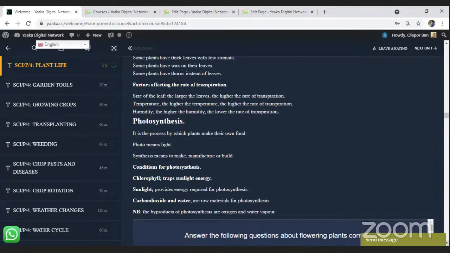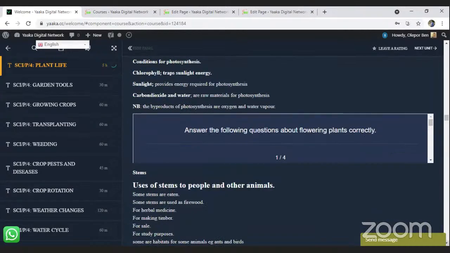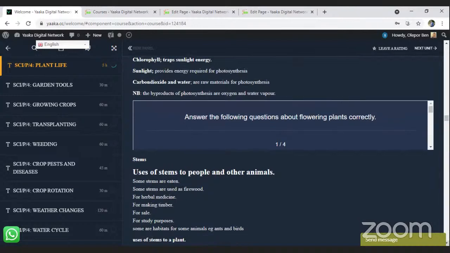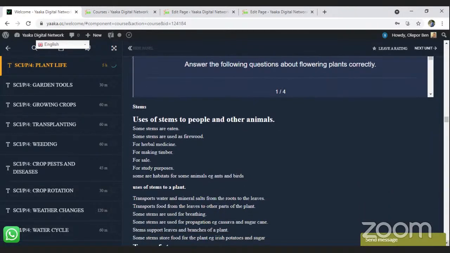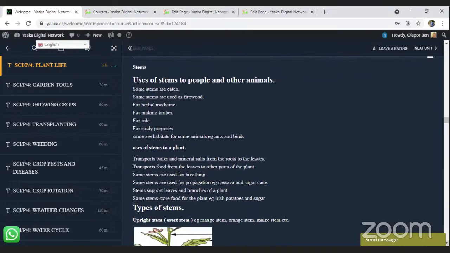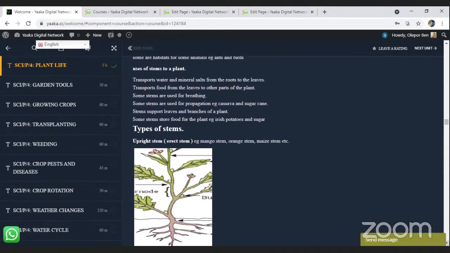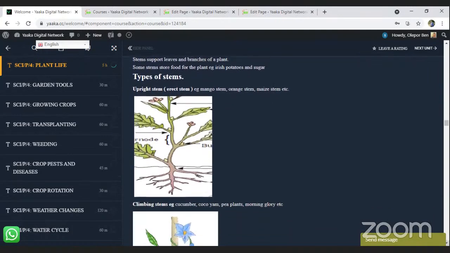And then we also have these questions. You can attempt them as you continue. Uses of stems to people and other animals: you will look at them and write them down. You can also look at the uses of stems to a plant. You look at the types of stems.